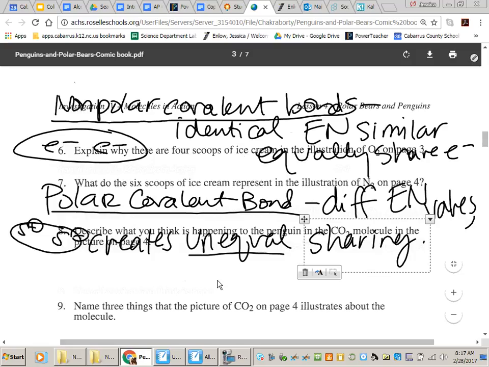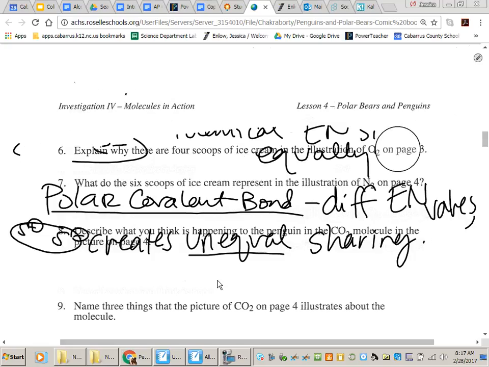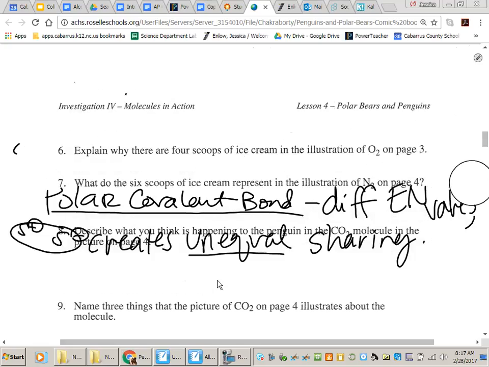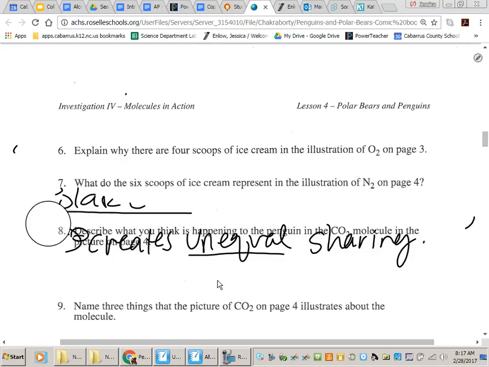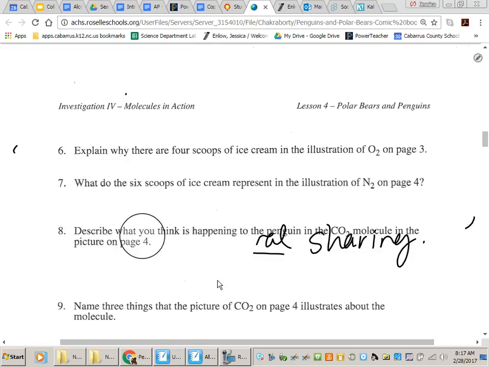Okay, actually, let's look at a couple more. What do you guys think the 4 scoops of ice cream versus the 6 scoops of ice cream are representing for oxygen and nitrogen? Raise your hand when you feel okay with that. Yeah, Bradley. I think it's the amount of valence electrons. Yeah, you're fine. Amount of valence electrons in the middle, right between them.